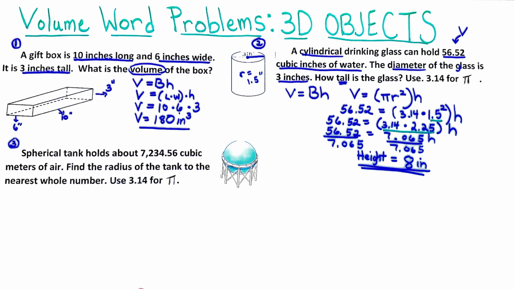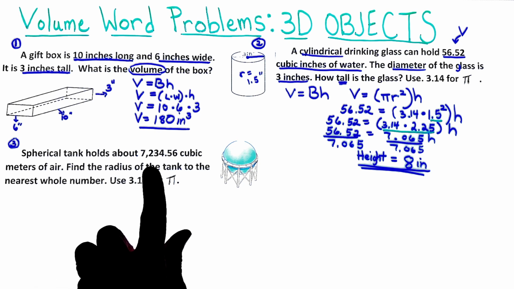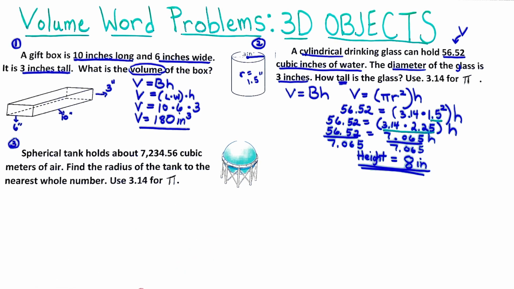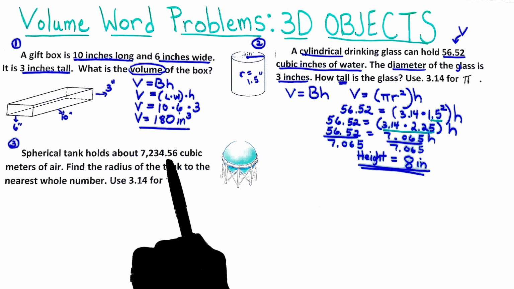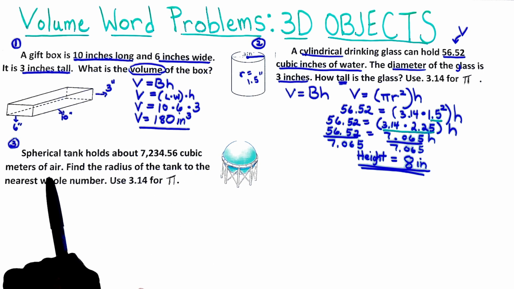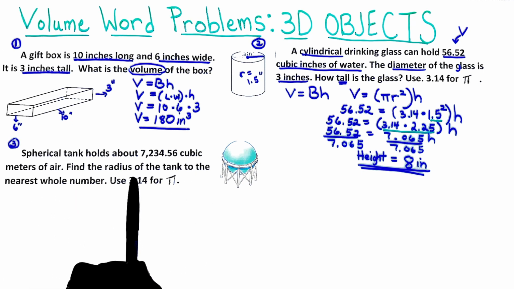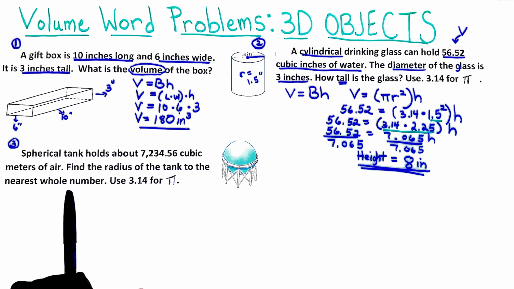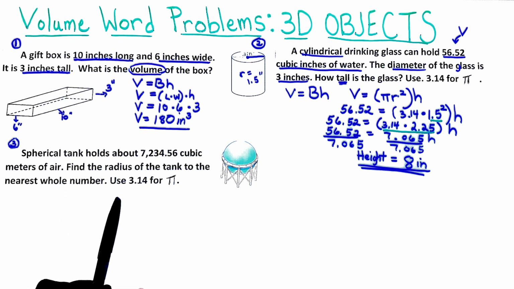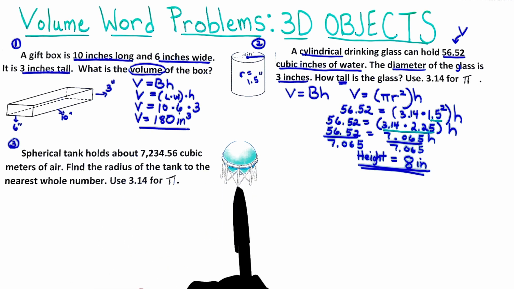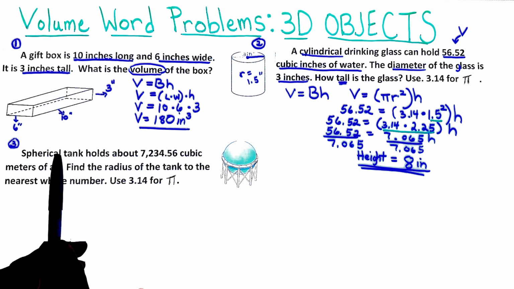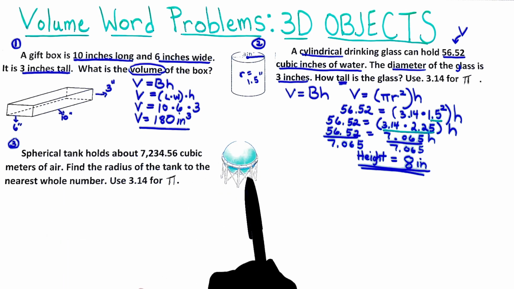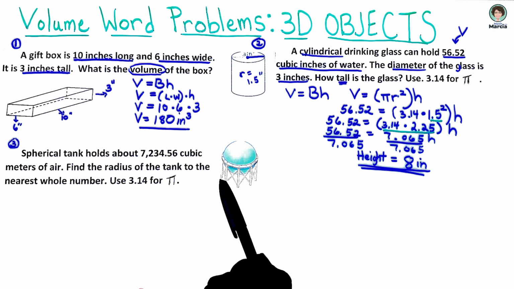A spherical tank holds about 7,234.56 cubic meters of air. Find the radius of the tank to the nearest whole number. Use 3.14 for pi. Well, that word spherical, there is the spherical tank being held in a support system right there.